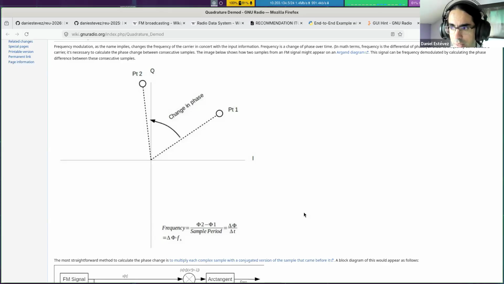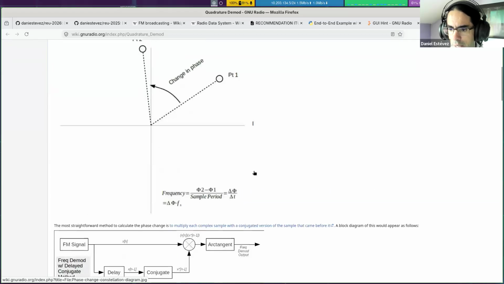Probably you have done that many times in your life. For example, in NumPy, there is this NumPy diff function. If you give it an array, it will compute the difference of adjacent elements. And that's a reasonably good approximation for the derivative of that time series. So here it's the same. We are approximating the derivative by subtracting phase and dividing by the sample period.